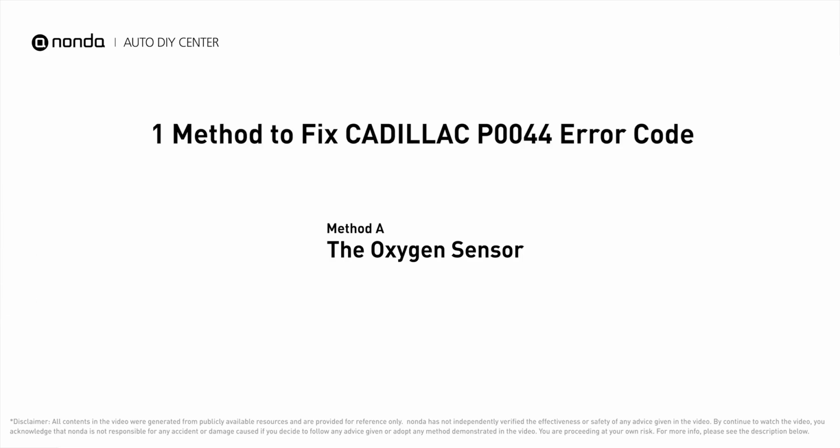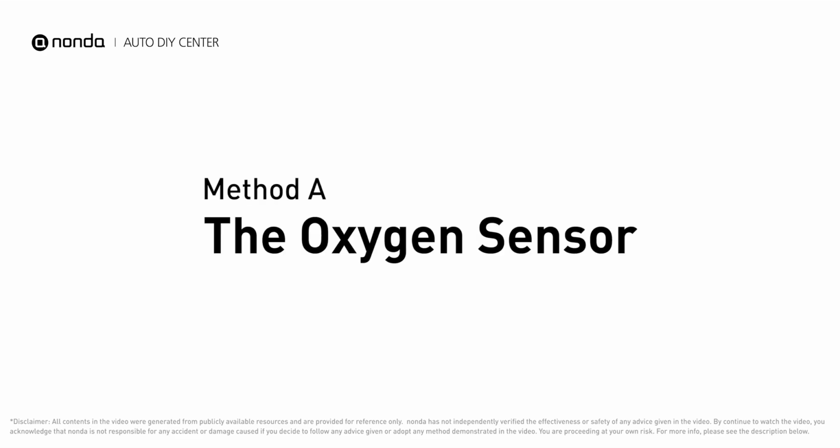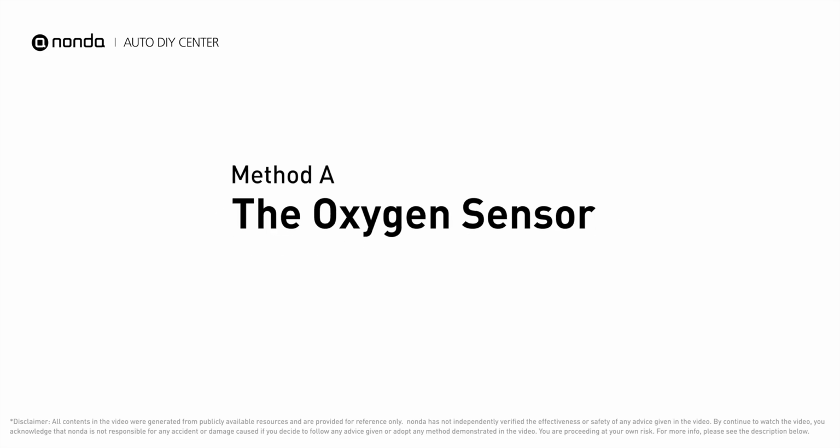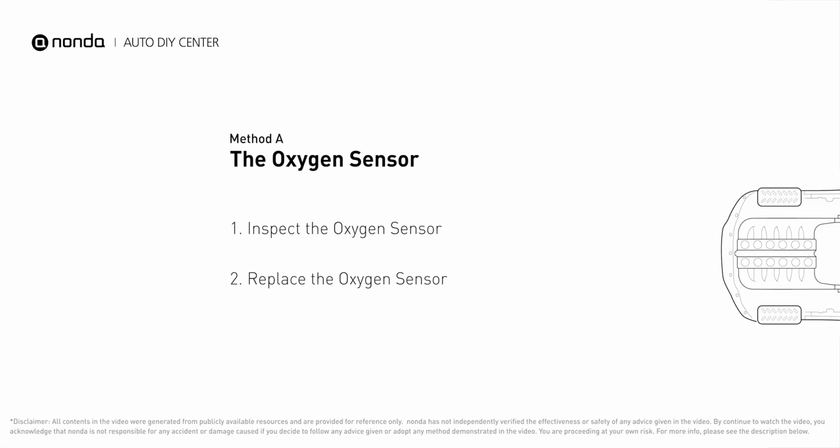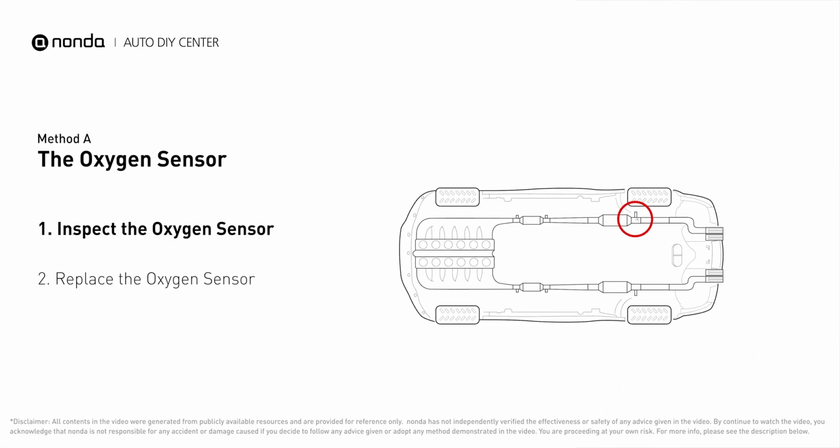Here is one of the most practical solutions to fix Cadillac's P0044 error code. Method A, the oxygen sensor. This oxygen sensor is located right after the catalytic converter. Bank 1 is on the side with the cylinder number 1. Sensor number 3 is downstream of the last catalyst in the exhaust system.